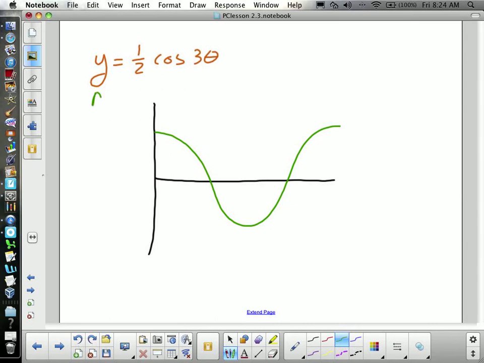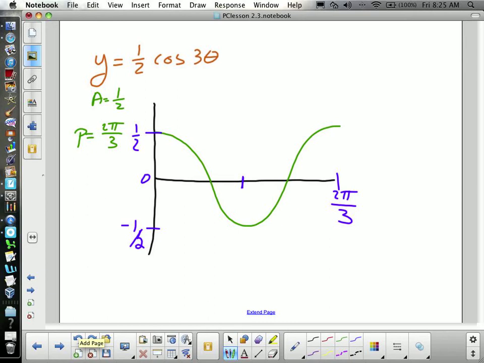I know my amplitude is going to be 1/2. What's my period going to be? 2 pi over 3. So 1 period, amplitude, that's easy, that's 1/2. And it's going to be negative 1/2. And zero's there. My period is going to be 2 pi over 3. Half a period is right there. So half of 2 pi over 3.